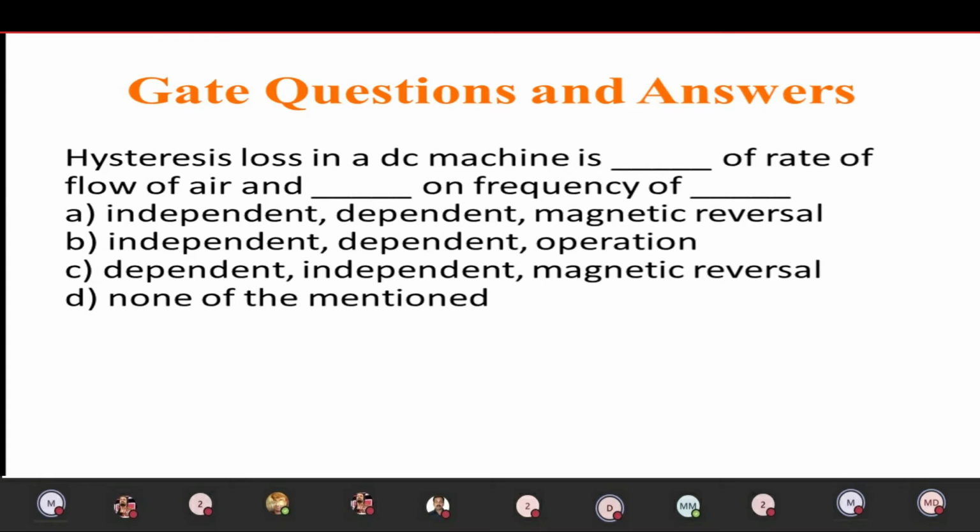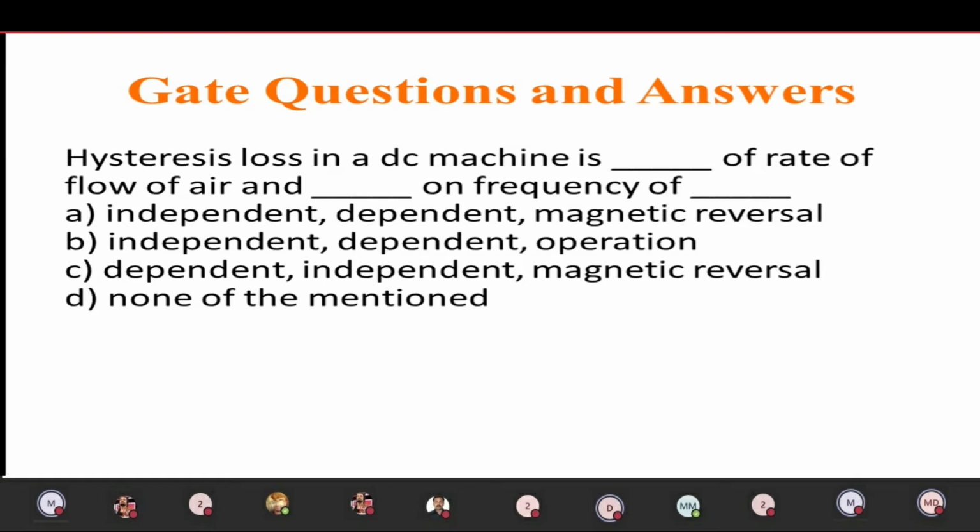So hysteresis loss in the DC machine is dependent on the rate of flow of air and dependent on the frequency of magnetic reversal. So here, even though it is a DC machine, it also has hysteresis loss because the armature possesses AC. Due to that, we have hysteresis loss. Even though the machine is made up of silicon steel, we have some hysteresis loss.